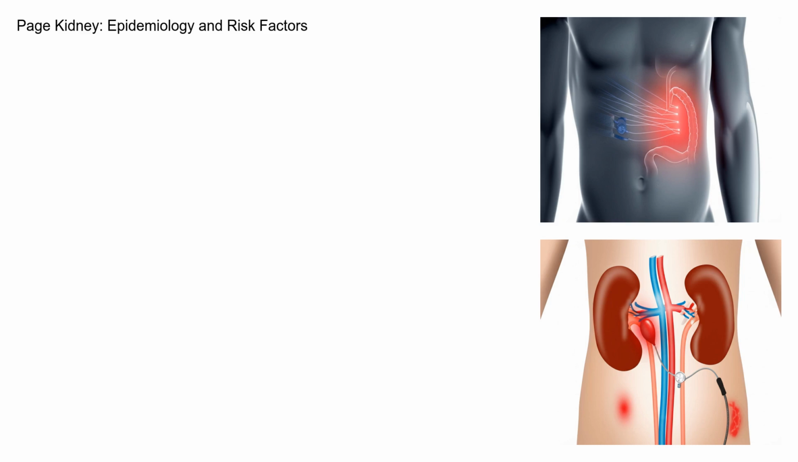Due to the relative rarity of Page kidney, precise epidemiological data is limited. It is most frequently seen in individuals who have experienced recent blunt abdominal trauma. Therefore, those who participate in contact sports, work in high-risk environments prone to trauma, or have underlying bleeding disorders might be at a slightly increased risk. It's important to remember that Page kidney is an uncommon cause of hypertension, even in these populations.